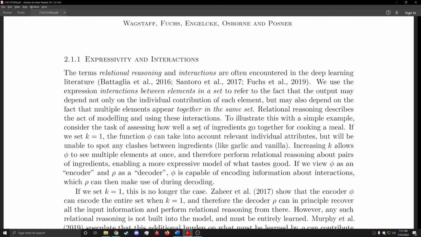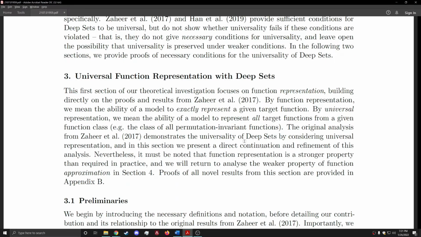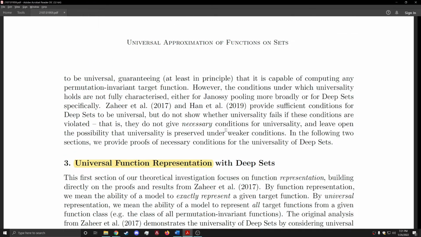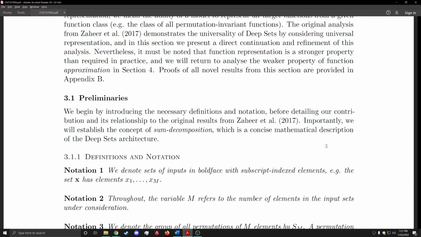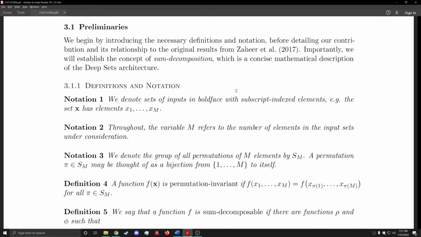Now that we've defined what deep sets are, let's move on to universal function representation. Universal function representation was actually proven in the deep sets paper itself. So we're going to go through some notation, then we're going to talk about what the deep sets paper actually did. Oh, hold on.